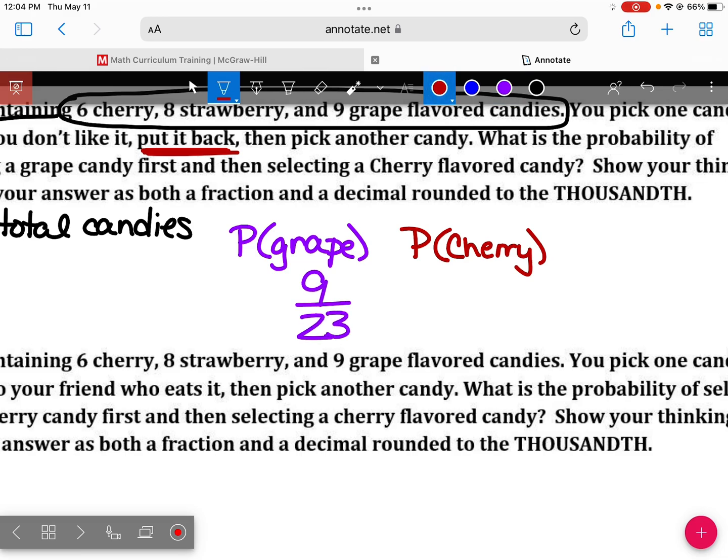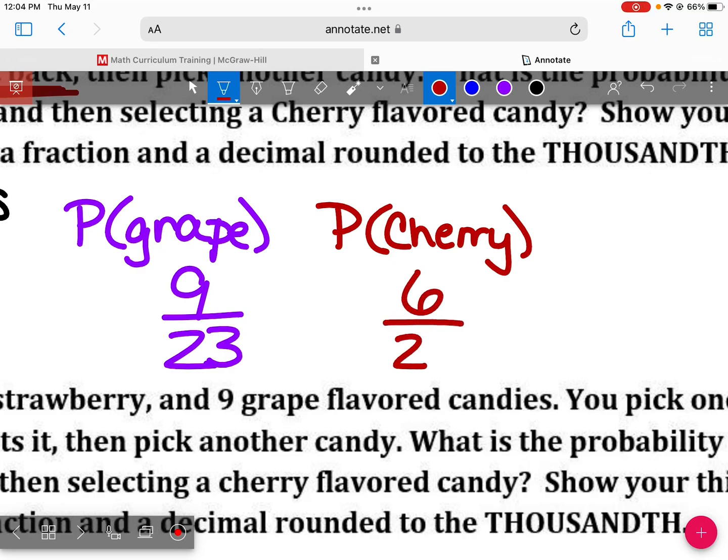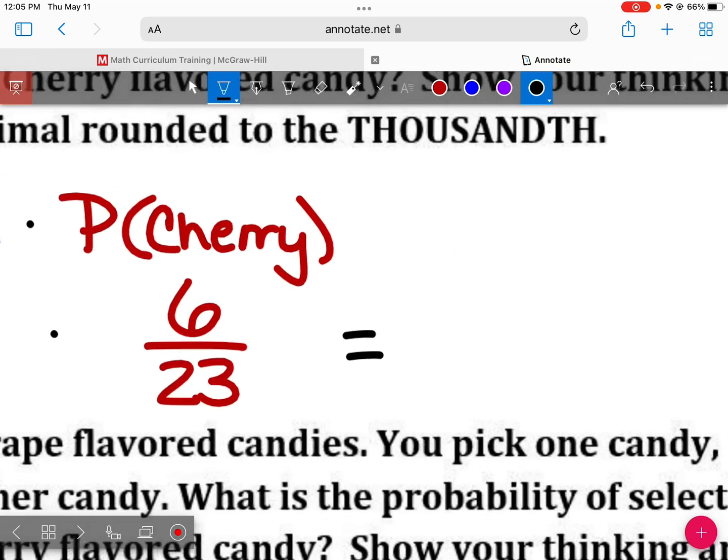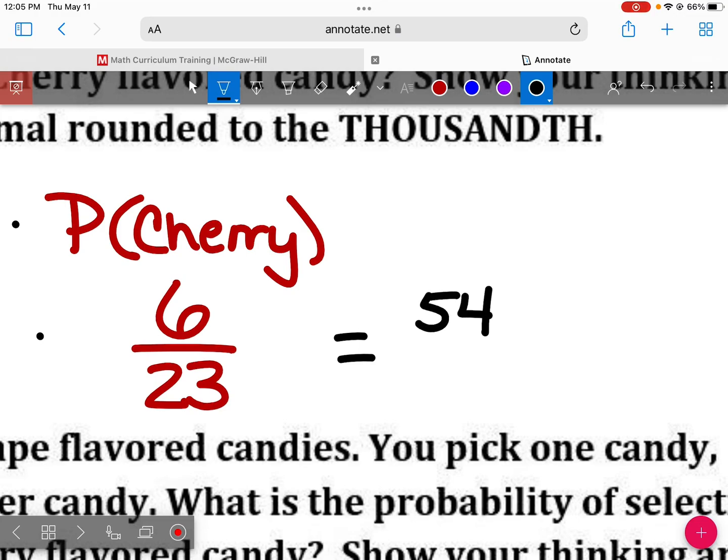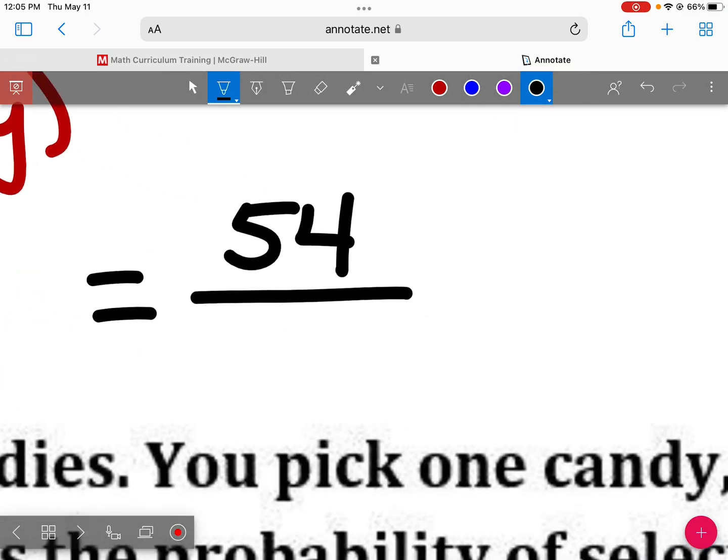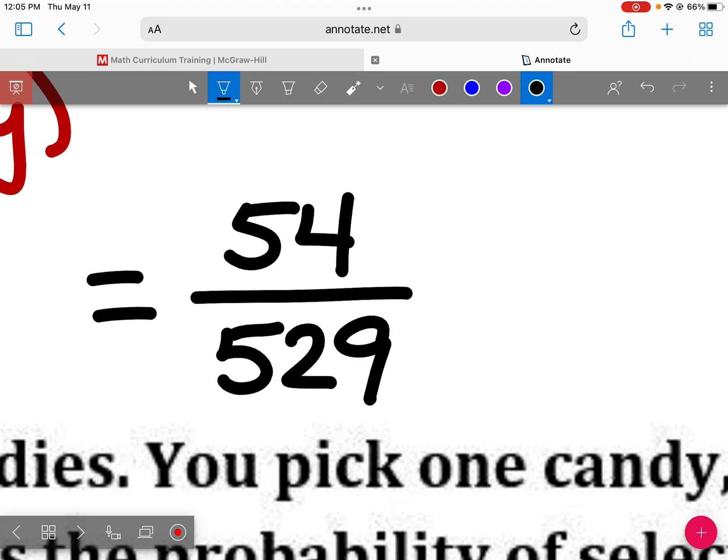What did we do with that grape candy? We put it back. So what's the probability we get cherry then? 6 out of 23. What are we going to do with those probabilities? Multiply them. So I would have 54 over 23 times 23. 529. Can I leave my answer that way?